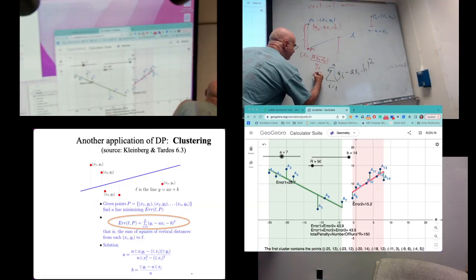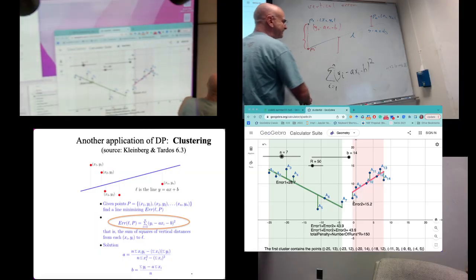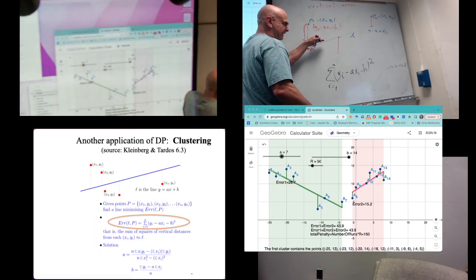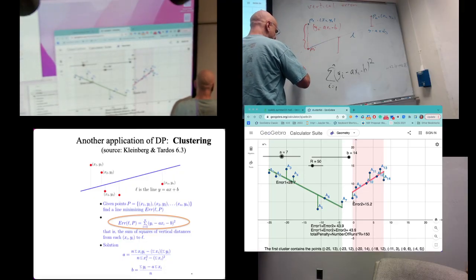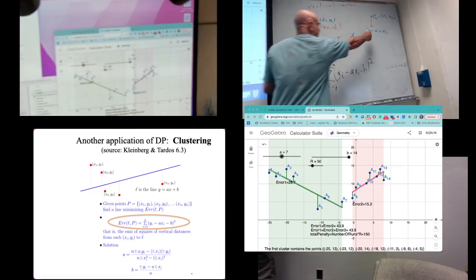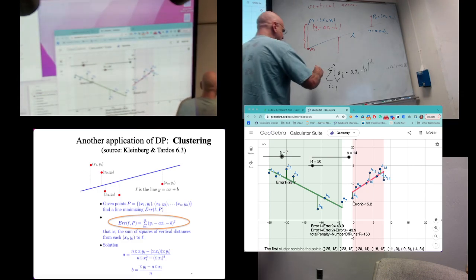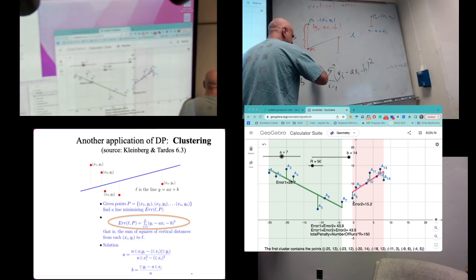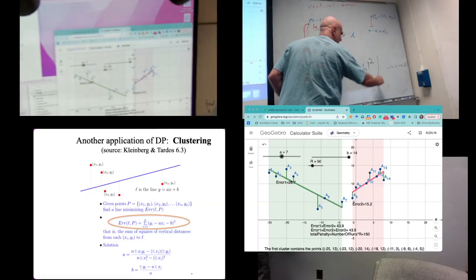We want to try to find a line. What do I mean by finding? In order to find the line, I need to find A and B, because once I know A and B, I know what this line is. Find A and B that minimize, over all choices of A and B, this expression over here.